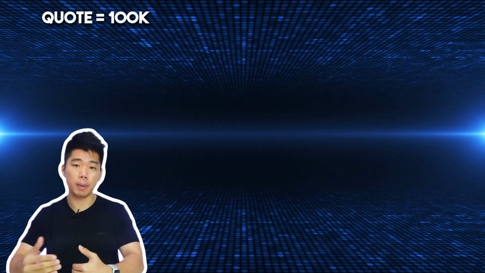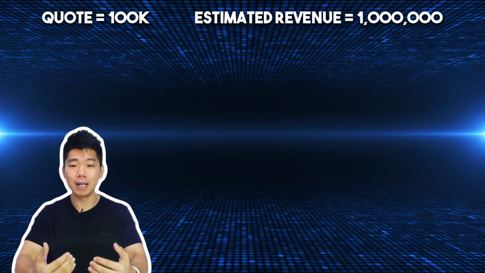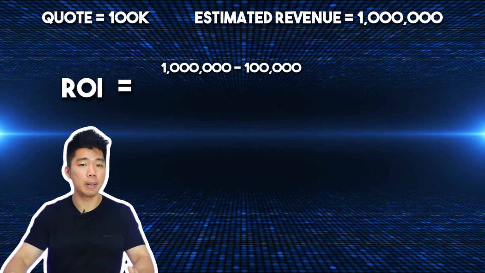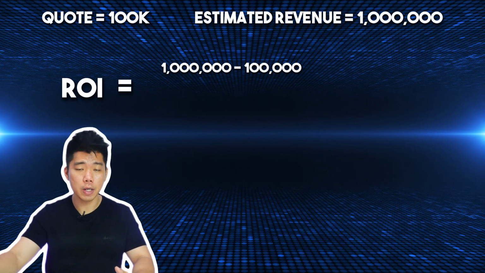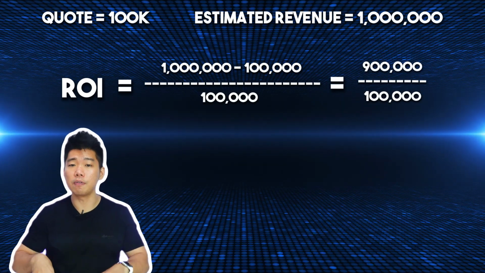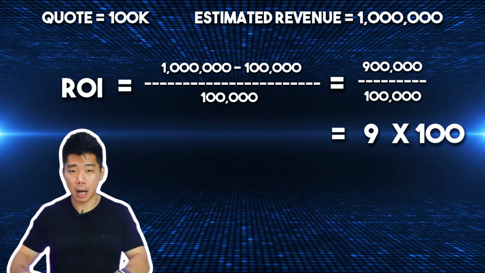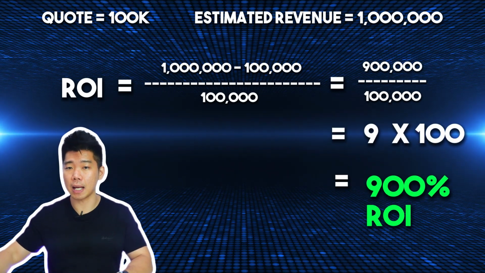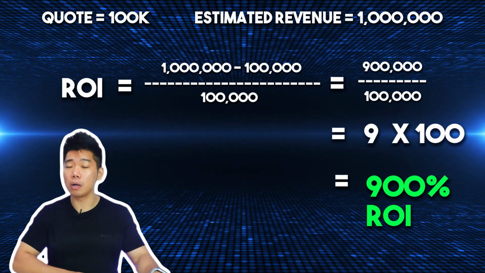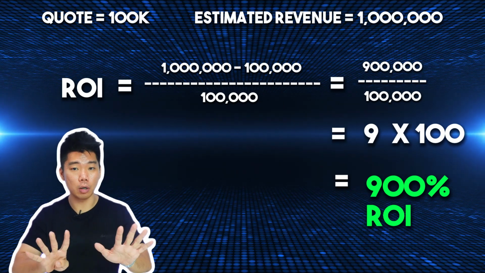Say a developer quotes you $100,000 to develop an app. You believe it can generate 1 million over its lifetime. So you take the million, deduct 100,000 for cost, and divide it by 100,000, giving you 9. Multiply that by 100 and you get a 900% ROI. Meaning for every dollar you spend on the app, you get $9 in profit. That's nice, but there's a big limitation.